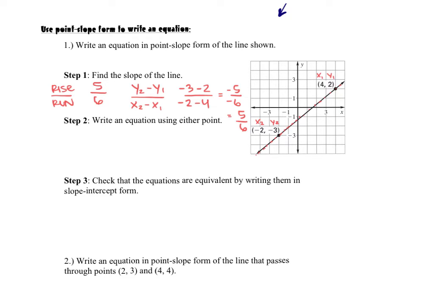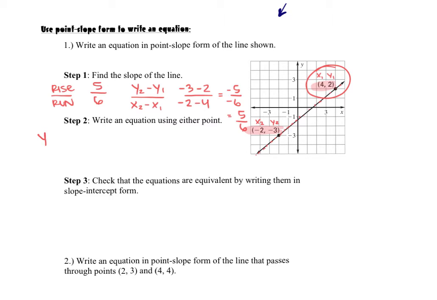But I could even just focus on the points that they gave me. So here I have (4, 2) and (-2, -3). It does not matter which point you use. In fact, the directions are going to ask you to write an equation with each point. So let's go ahead and use this one first, the (4, 2).